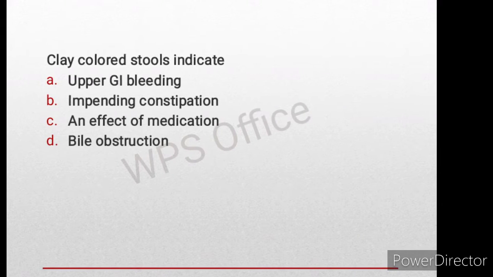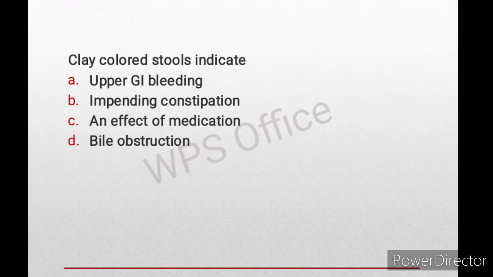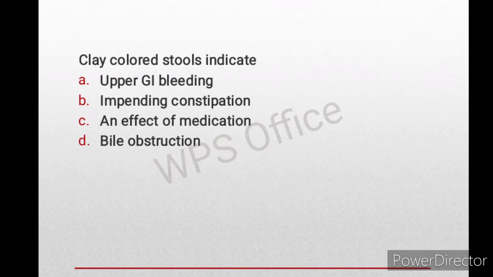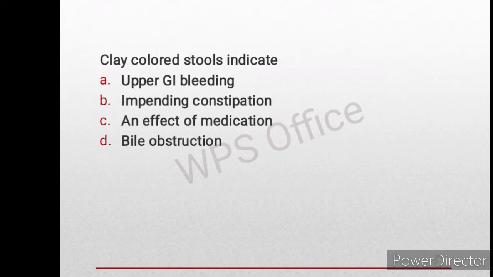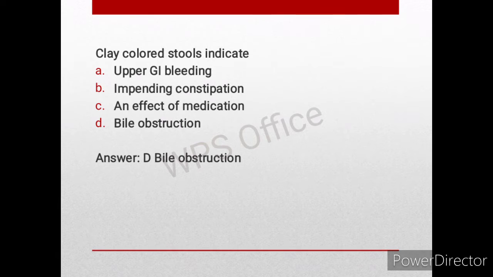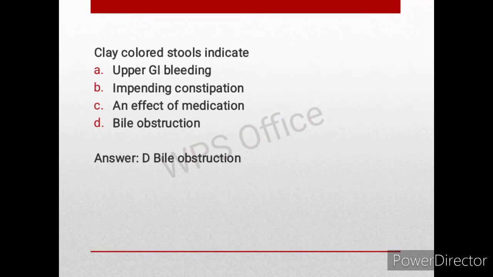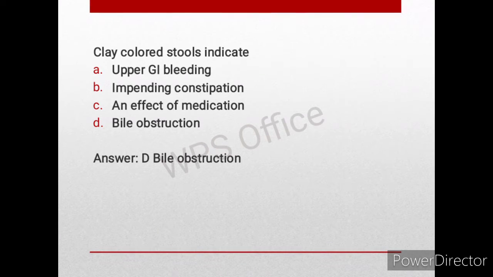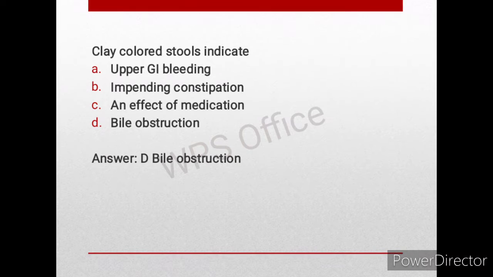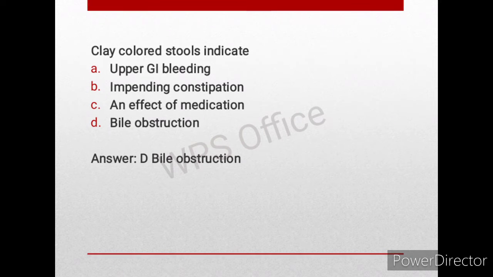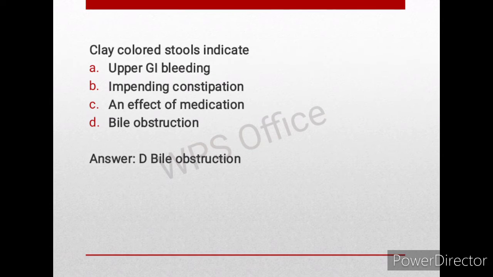The next question is, clay-colored stools indicate A, upper GI bleeding, B, impending constipation, C, an effect of medication, D, bile obstruction. Here the correct answer is D, that is bile obstruction. So bile will color the stool brown. Any inflammation or obstruction that impairs the bile flow will affect the stool pigment, yielding light clay-colored stool.